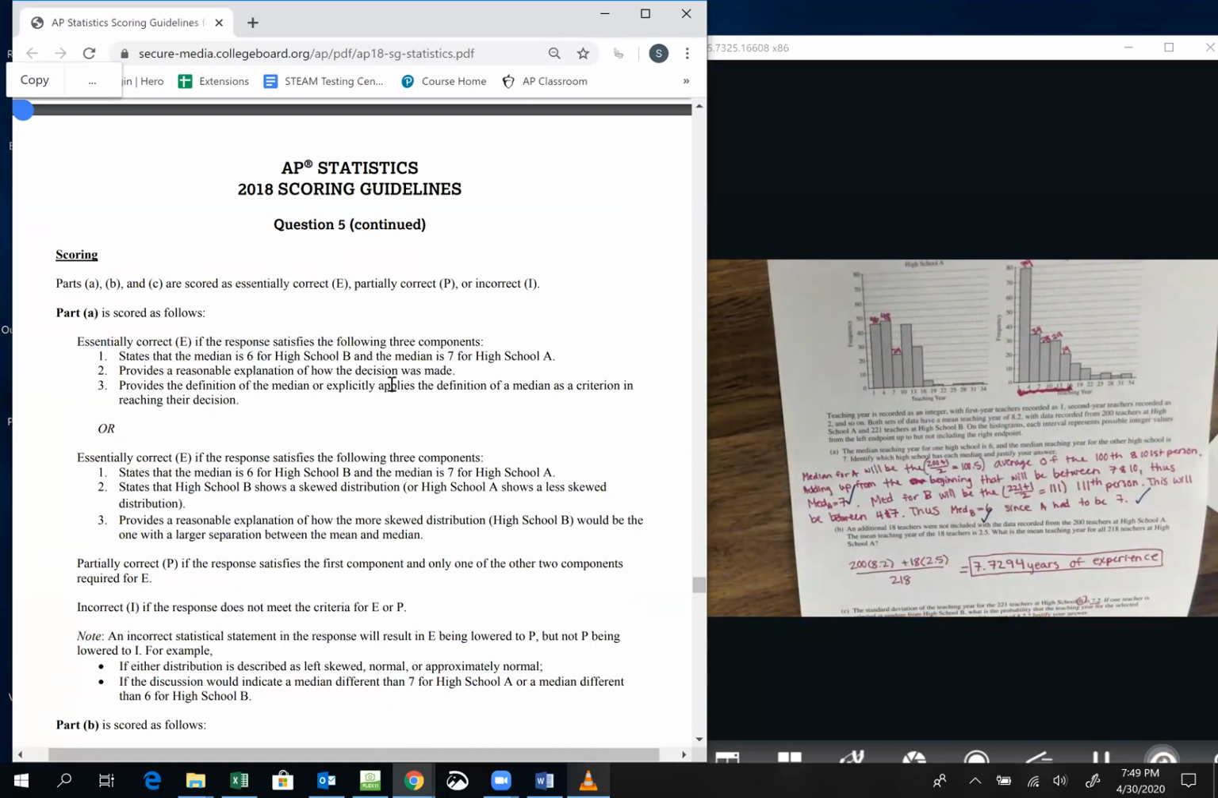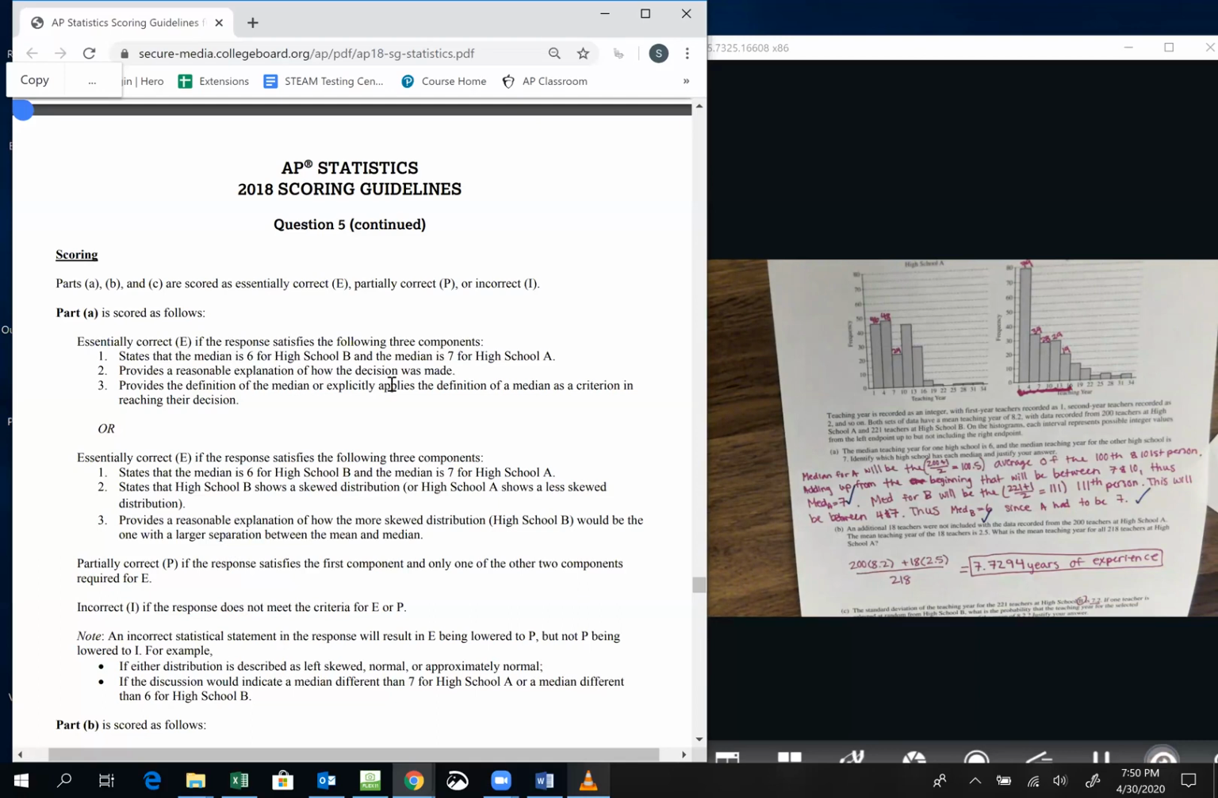Or state the median is 6 for B, 7 for A. State that high school B shows a skewed distribution or high school A shows a less skewed distribution. Provide a reasonable explanation of how the more skewed distribution would be the one with a larger separation between the mean and median. I don't like that one as much. I like the other one.